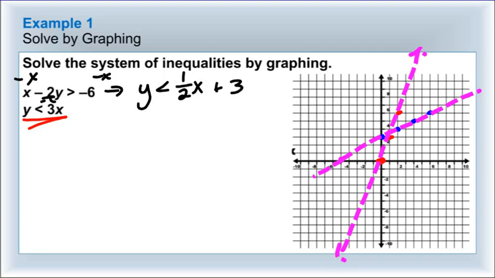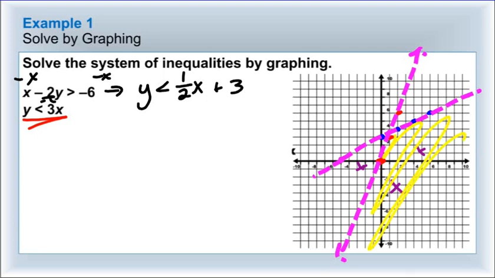From here, now I have to determine the shading. It's got to be shaded underneath this one. So I'm going to put an X here. So it has to be shaded underneath that line, but it also has to be shaded underneath the other line, underneath here. So wherever I see both X's, that's the part that I want to shade in. So this is where the solution would be.